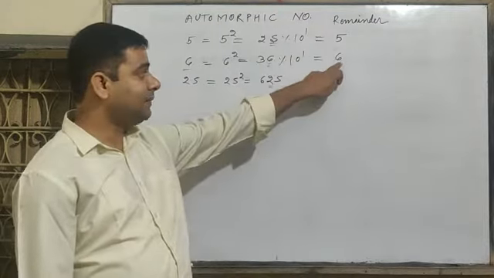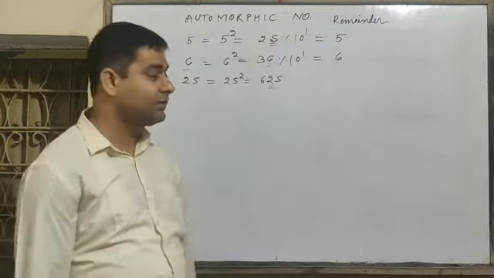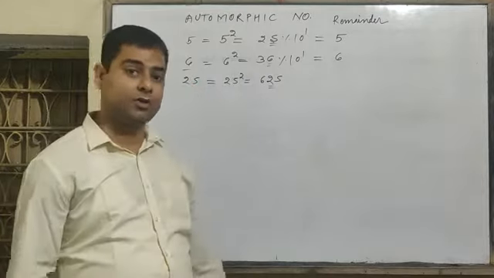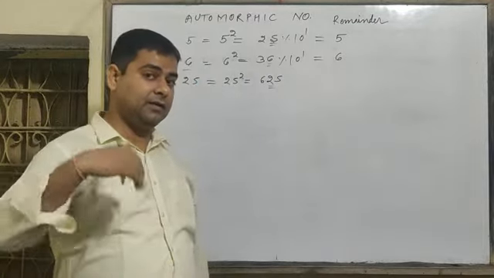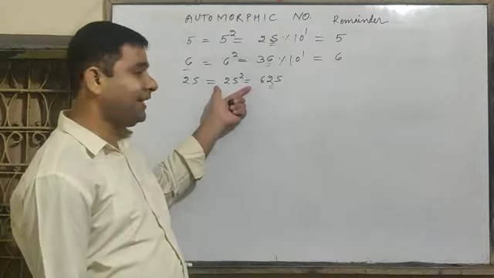So we can compare the remainder with the original number. Both are equal. 6 is also an automorphic number. Third example, 25. Now how many digits are there in 25? 2. So how many digits from the last will we calculate? 2 digits. So first of all, find out its square.